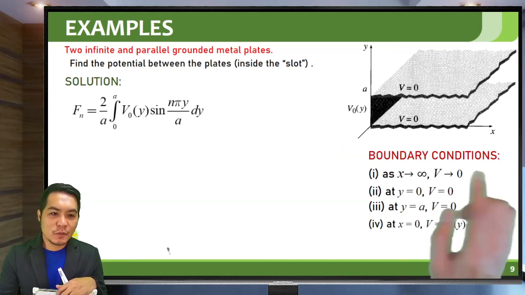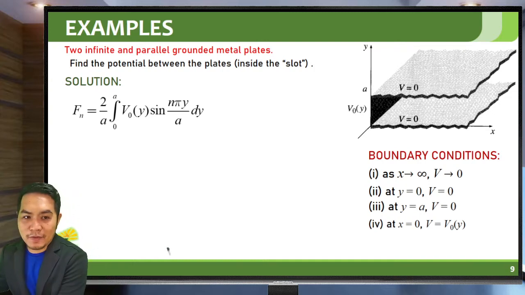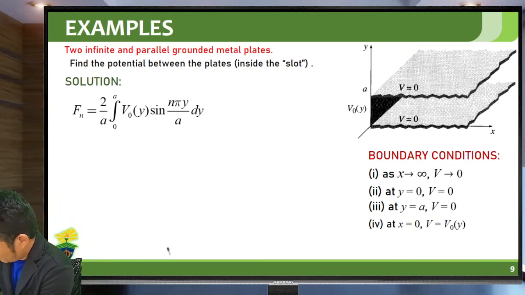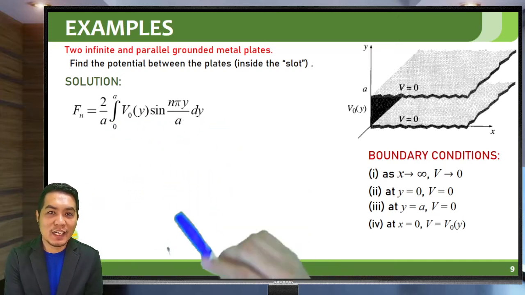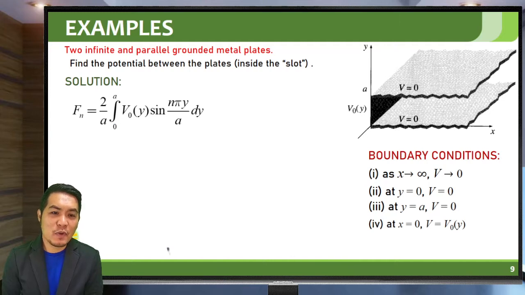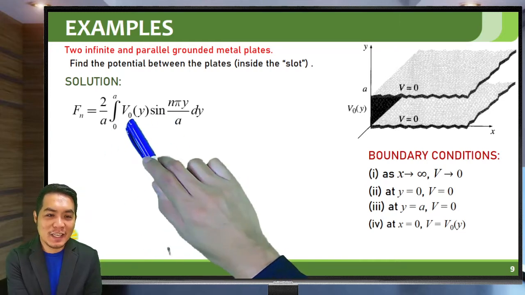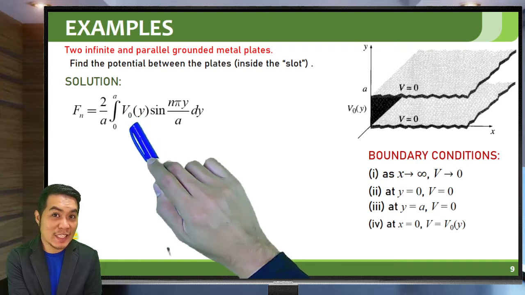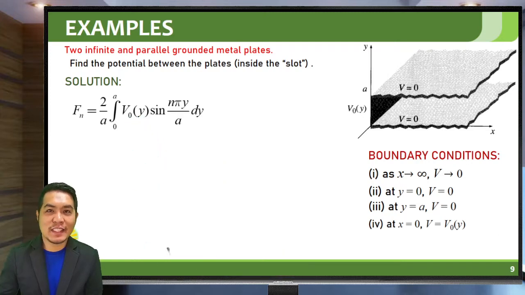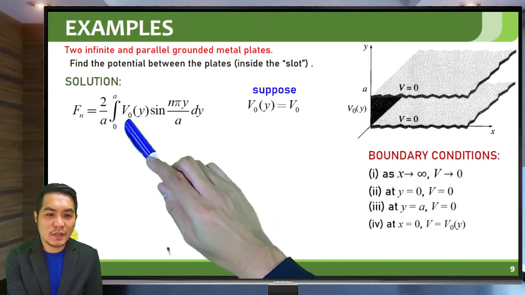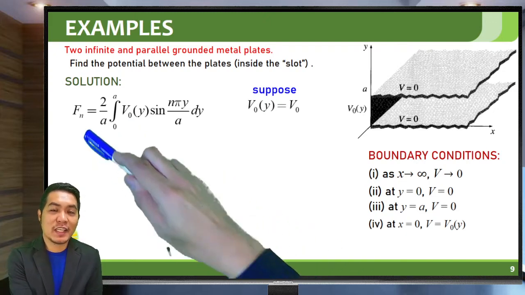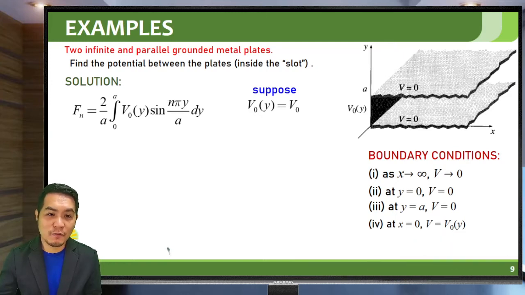So you will get this value for fn. We cannot solve for fn unless we can solve this integral here, and we cannot solve this integral unless the function v naught as a function of y is specified. So for instance, suppose v naught of y is just a constant v naught. Then we can take it out of the integral because it's no longer a function of y.